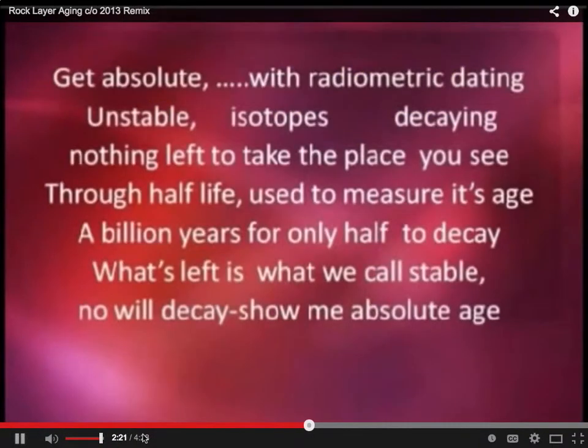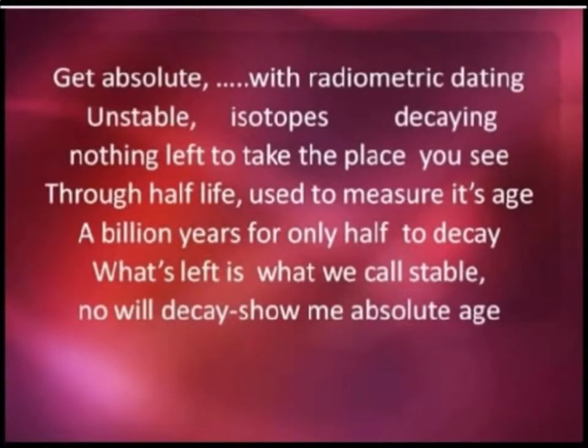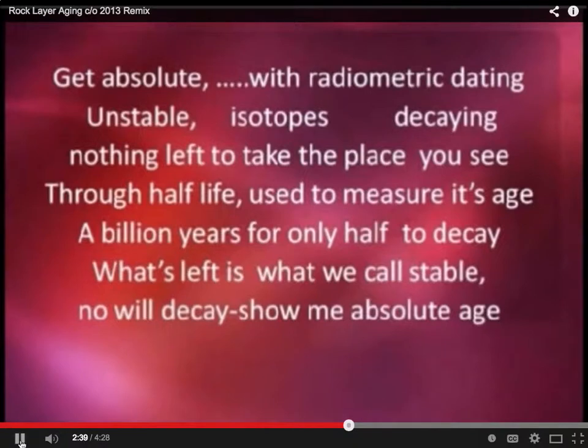Features. Here we go. Get absolute. Radiometric dating: unstable isotopes decay, with nothing left to take their place, and they break down through half-life. Half-life is used to measure age; it takes a billion years for only half to decay. What's left is what we call stable, with no further decay. It shows me the absolute age.